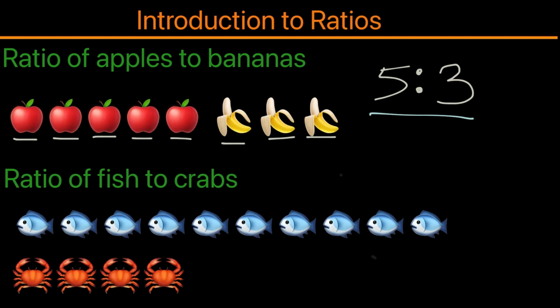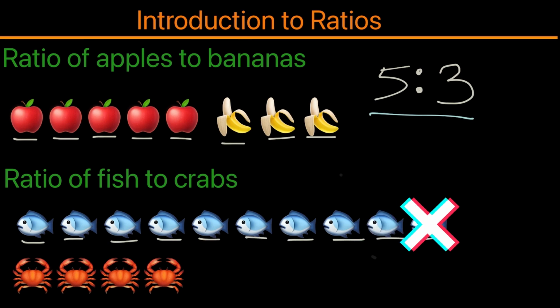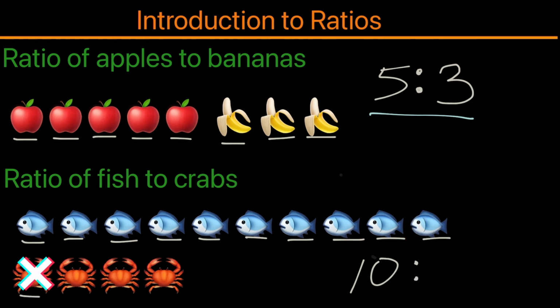Now, what about the second question? Ratio of fish to crabs. Again, counting the number of fish. Okay, a total of 10. We'll put the colon here, and number of crabs, 4.